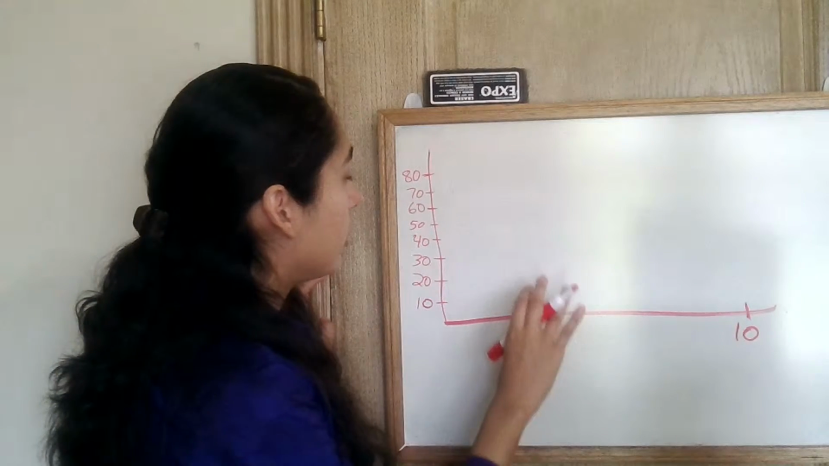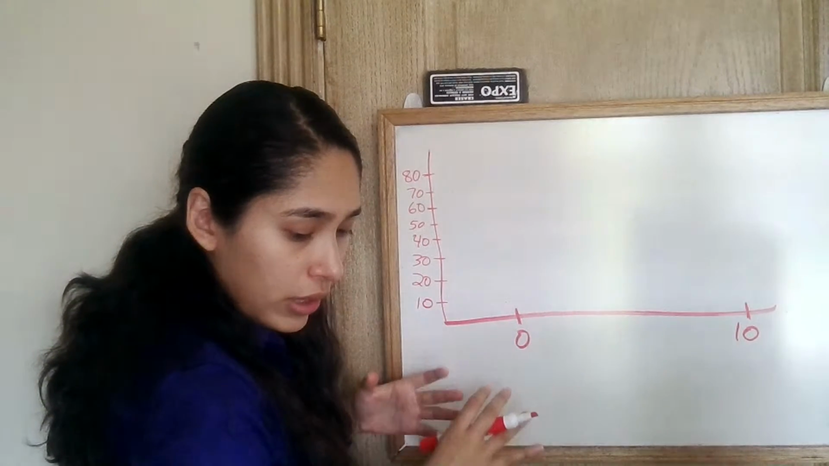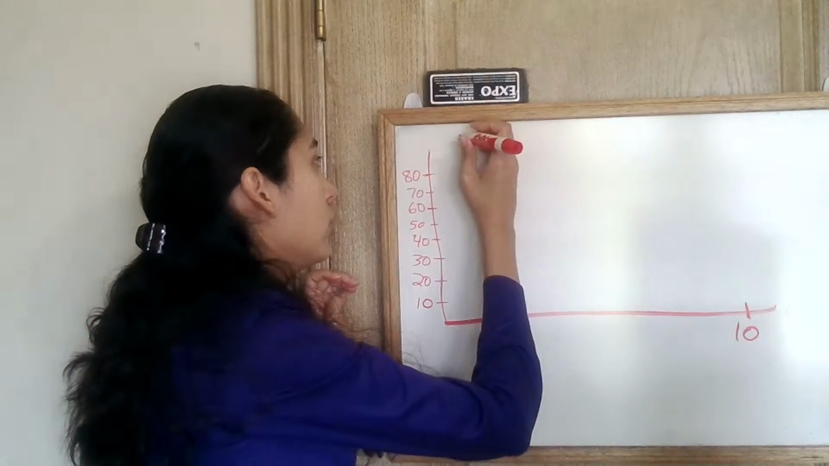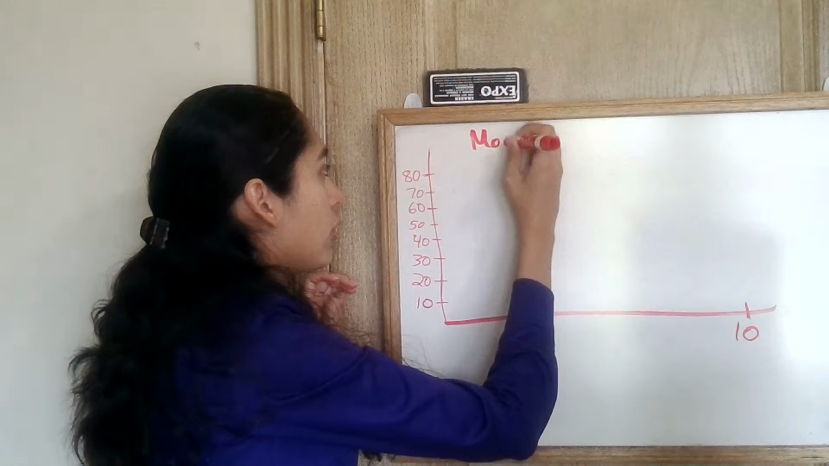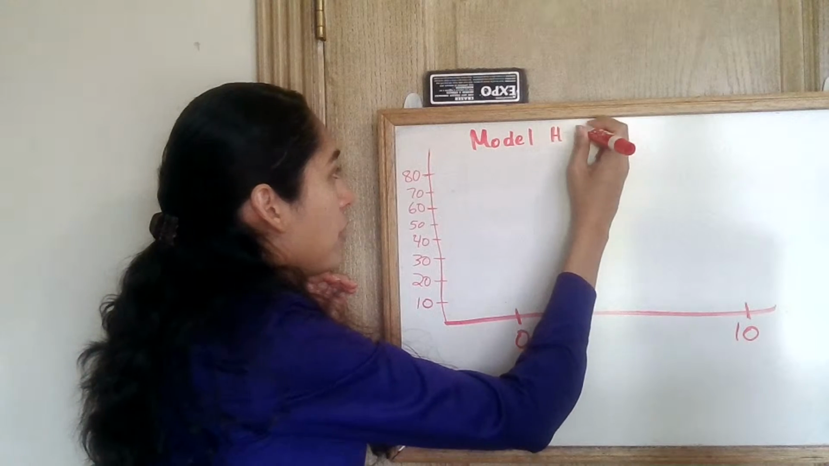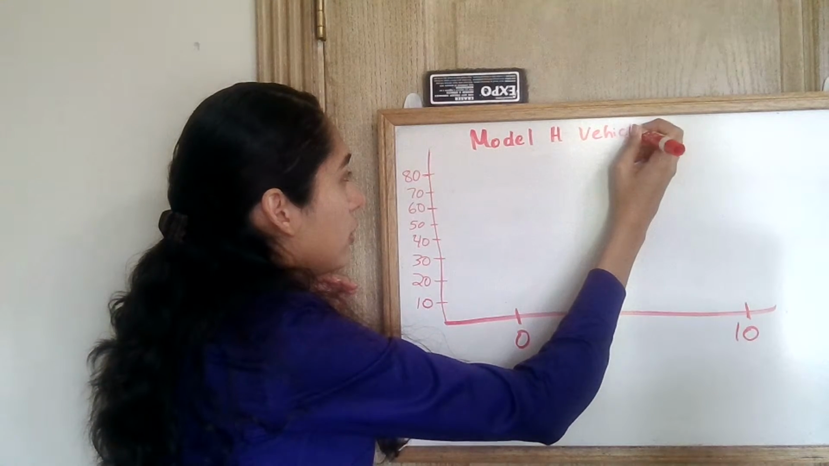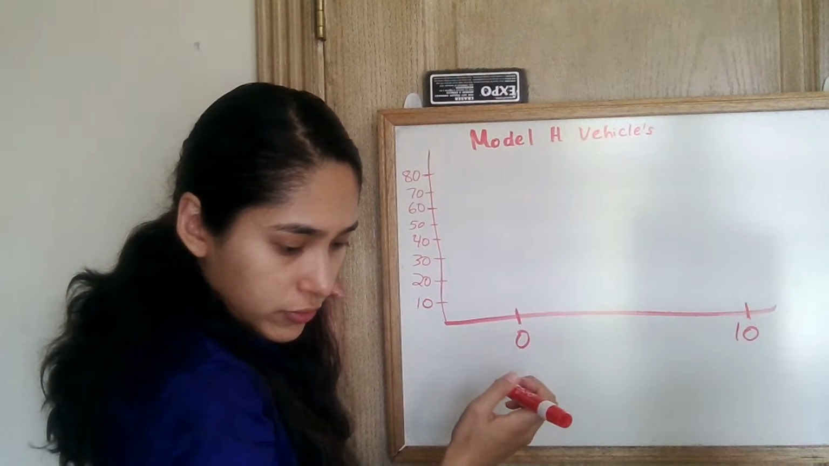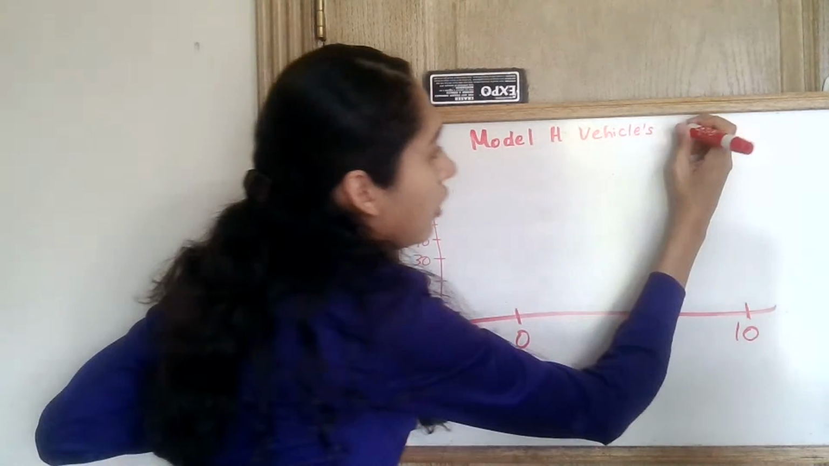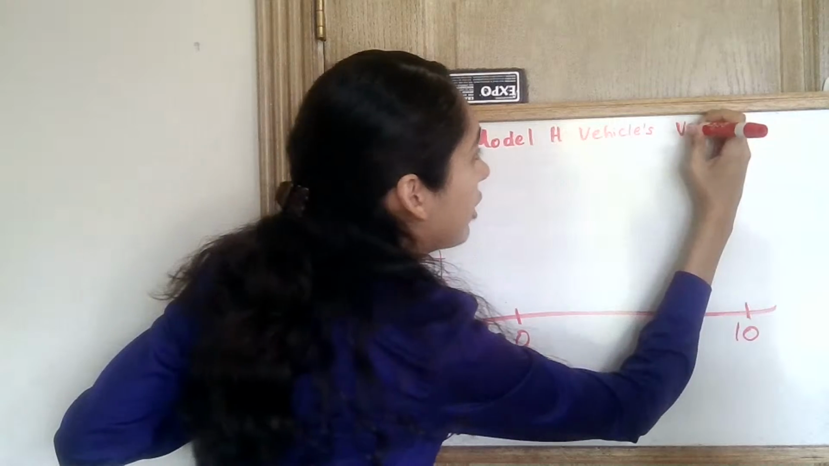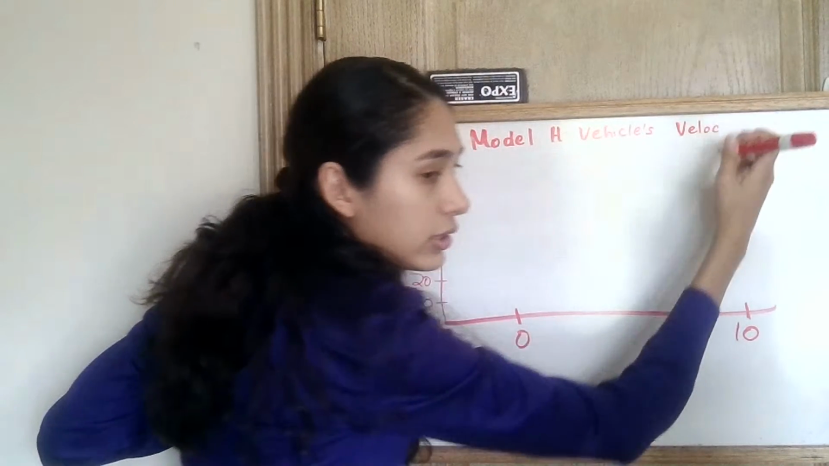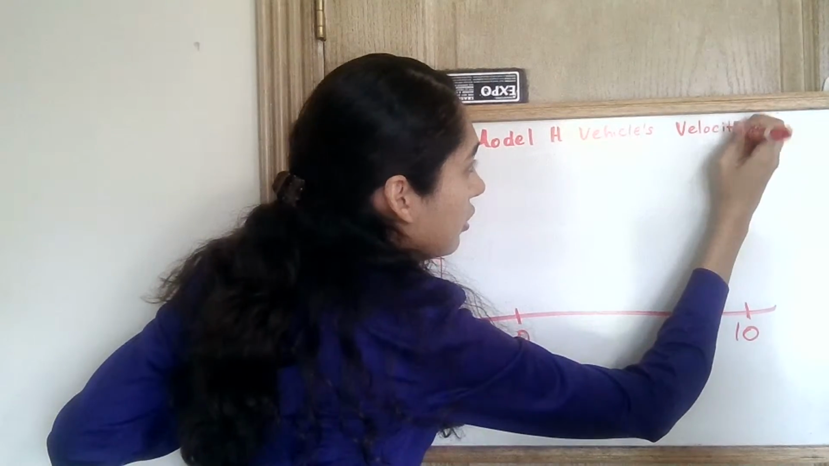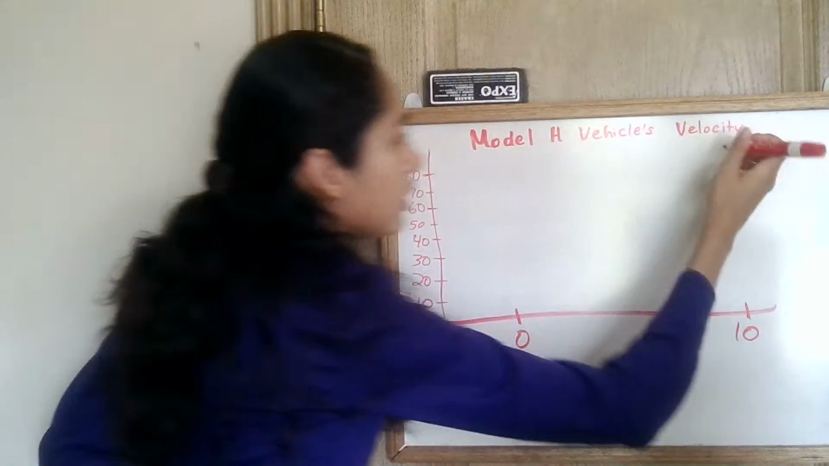So here we're going to be observing that there's a certain car model. We're going to call it a Model H vehicle. Rate, it's called a velocity time graph. Basically, the rate over time. Oh, the rate of speed over time.